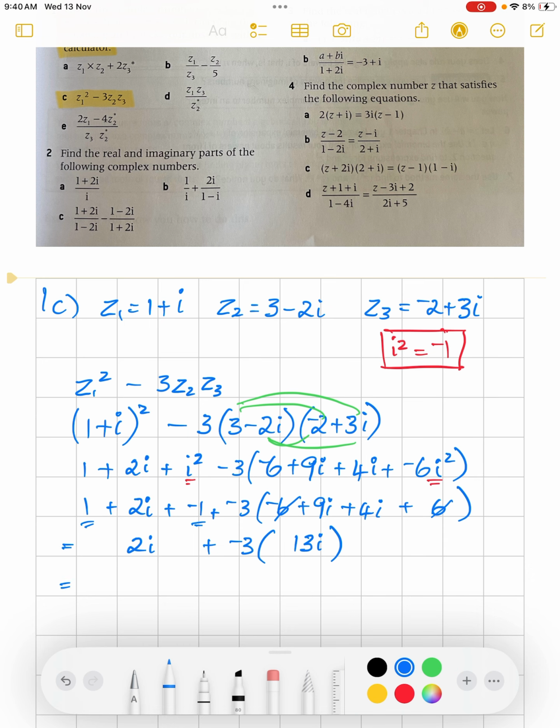So we're left with 2i and negative 39i. So we've finished with negative 37i. And that is our final result, just an imaginary component.